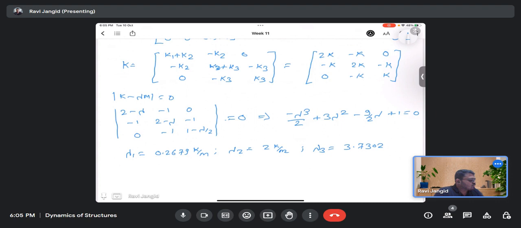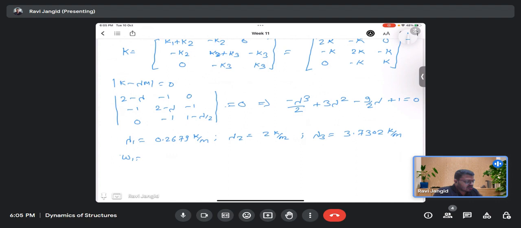3.7302 k by m. If I solve this further, omega 1 would be 2.53 EI by mH cube, omega 2 would be 6.92 EI by mH cube, and omega 3 would be 9.461 EI by mH cube.